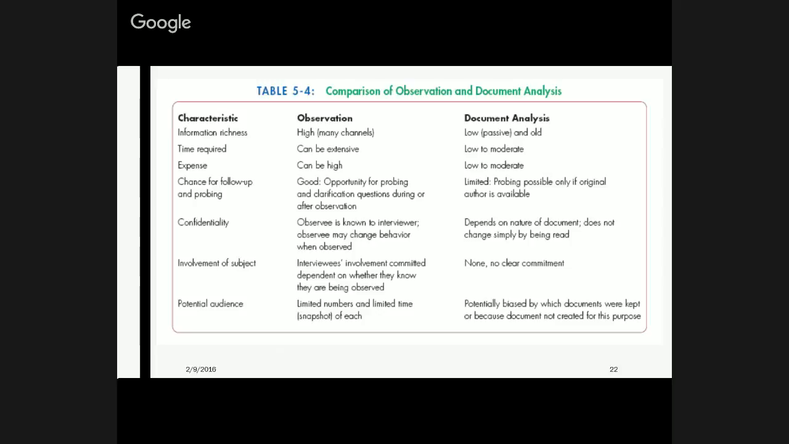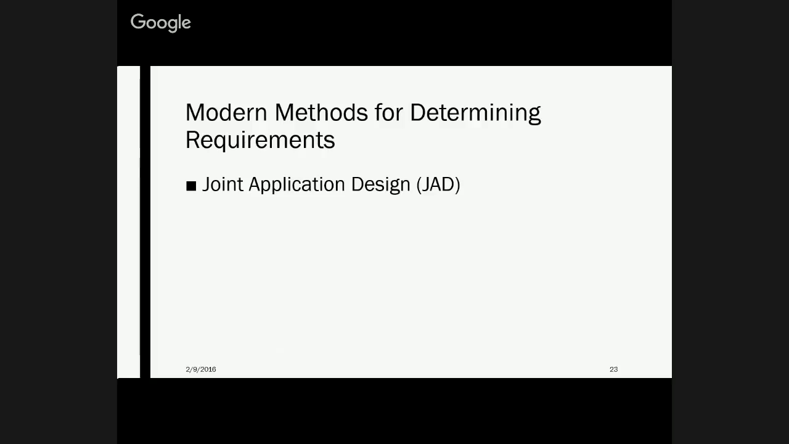So this table compares the observation and then the document analysis. On these tables, some of them are just not that useful, but it's just weighing when you observe the data versus when you analyze it, kind of the difficulty. This is not a great table. So let's talk a little bit about these modern methods for determining requirements.